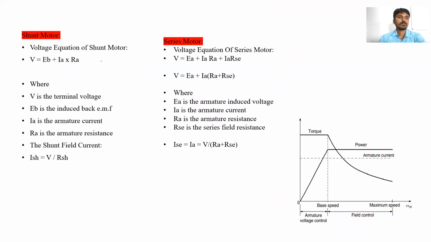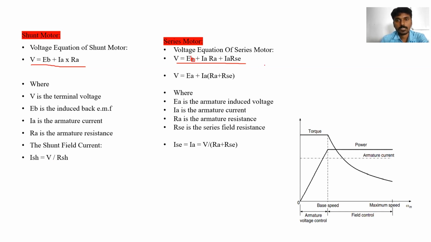So we know the basic equation of the DC shunt motor: V is equal to Eb plus Ia Ra, and the field current Ish is equal to V by Rsh. In the same way we can write the equation for the DC series motor: V is equal to Eb, or Ea, plus Ia Ra plus Ia Rsc.